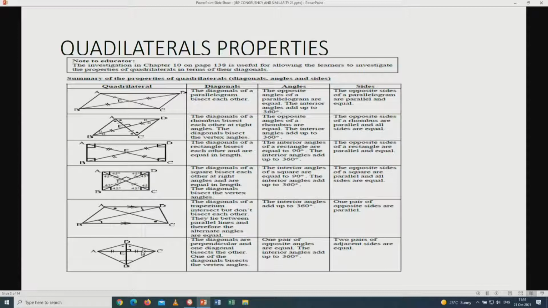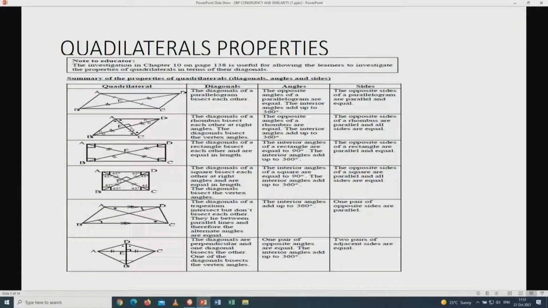Right. The last one is your kite. What happens? The longer diagonal bisects the shorter diagonal. Equal sides of a kite are adjacent, next to each other. Adjacent, remember I emphasized the point of the language. Adjacent sides equal. Adjacent sides equal. The diagonals meet at 90.